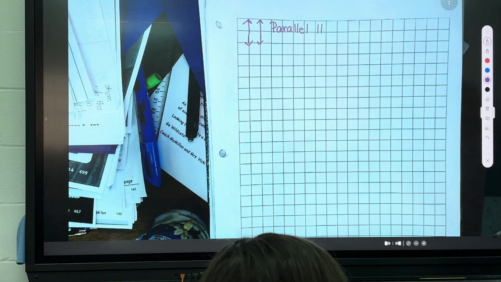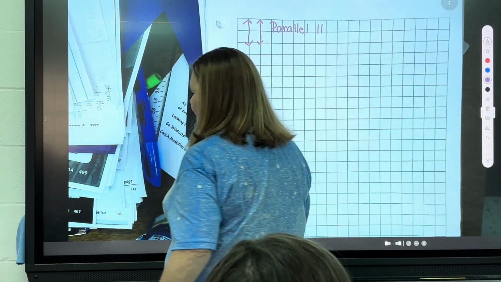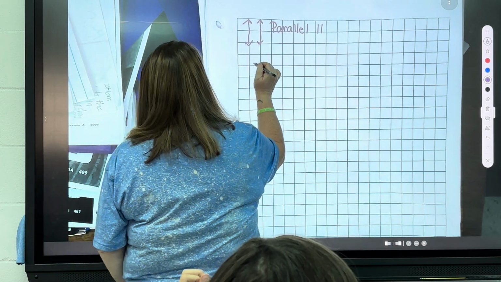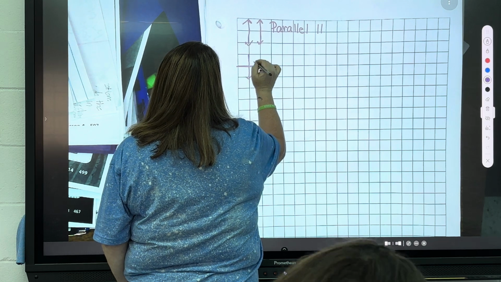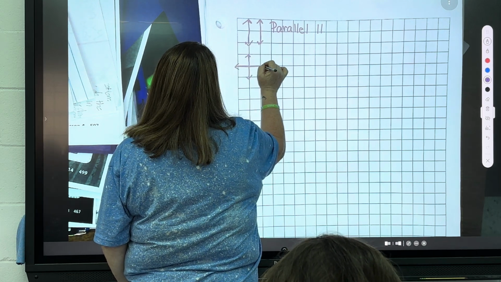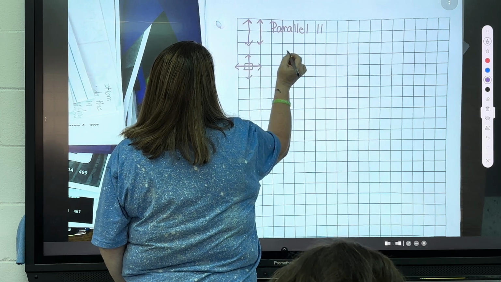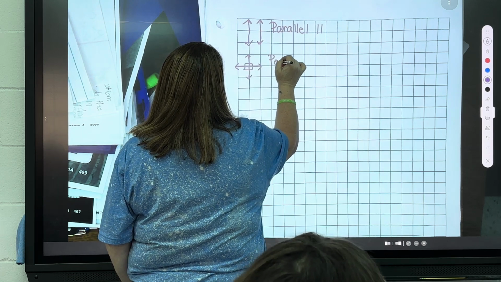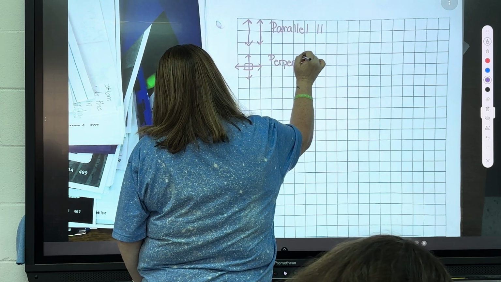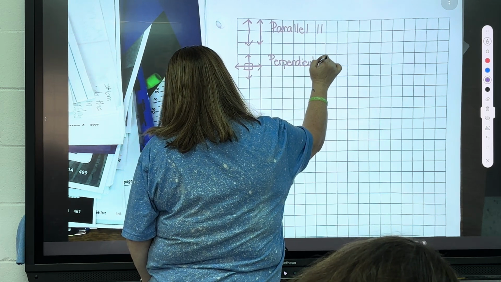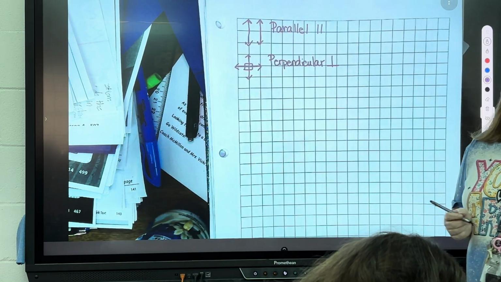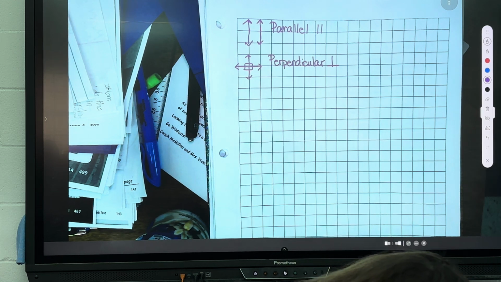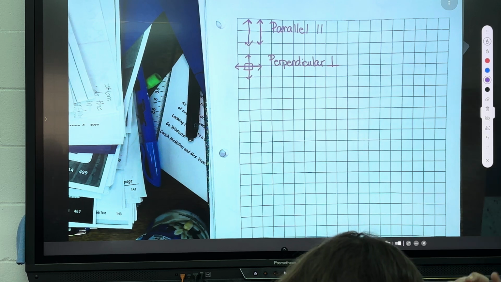Okay? What's the next one after parallel? Perpendicular. What does perpendicular lines mean? They intersect to make 90-degree angles. So if you have two complete intersecting lines, it makes a square, a bigger square when you make the 90-degree angles.